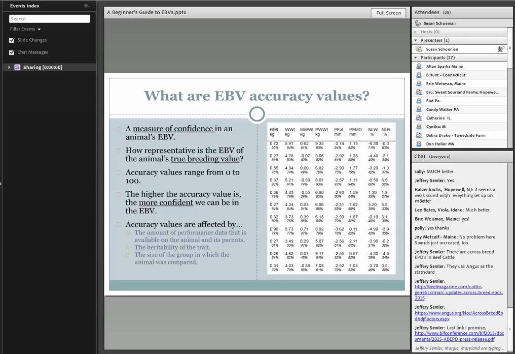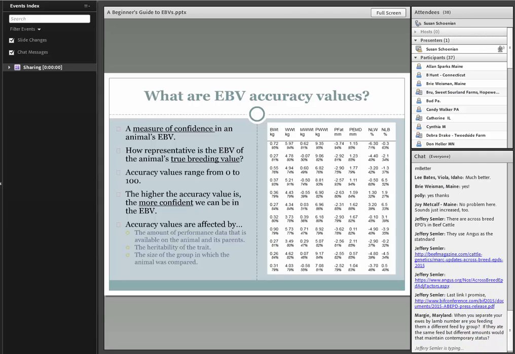Now, these accuracy values are affected by a lot of different things. How much data we have. With EBVs, the power is in the data. More flocks, more animals, more data. All of that makes it more powerful.